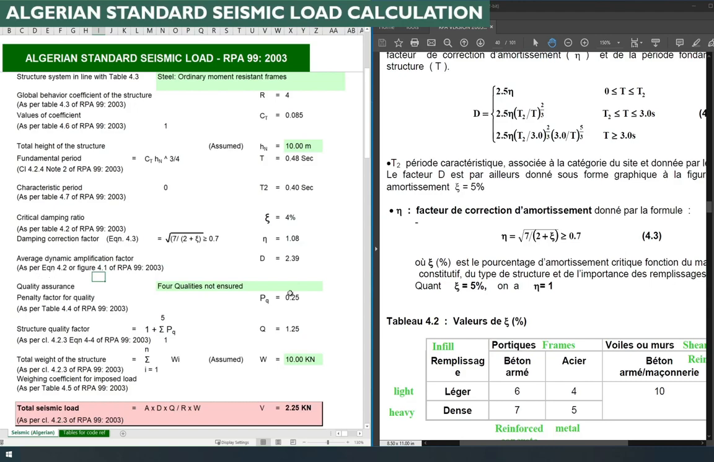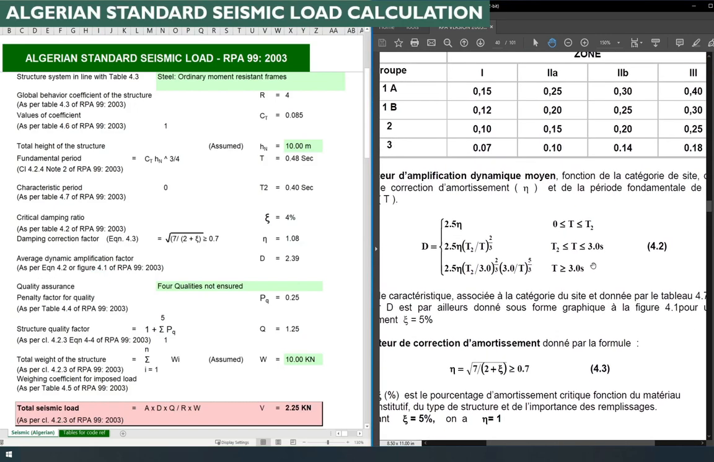Next one is the average dynamic amplification factor. This is as per equation 4.2, which is provided on the right hand side in the Algerian code. There are three criteria provided here. In case the fundamental period T is greater than 0 and less than T2, where T2 is the characteristic period, then D equals 2.5 into eta. Eta is the damping correction factor.